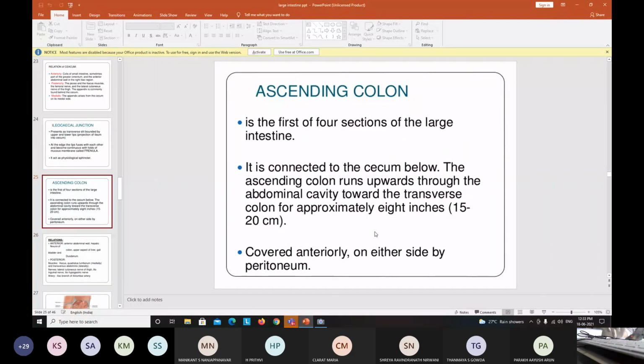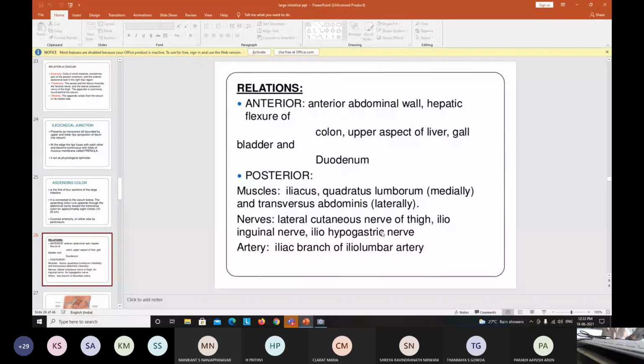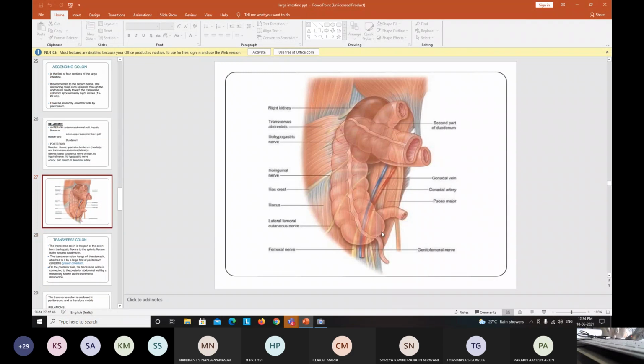Now, after the cecum, the ascending colon. The ascending colon is around 15 to 20 centimeter. What are the relations anteriorly? Again, the anterior abdominal wall, the hepatic flexure, then part of the liver and gallbladder. Posteriorly, muscles: iliacus, quadratus lumborum, and transverse abdominis. This diagram again shows the ileocecal junction and ascending colon.